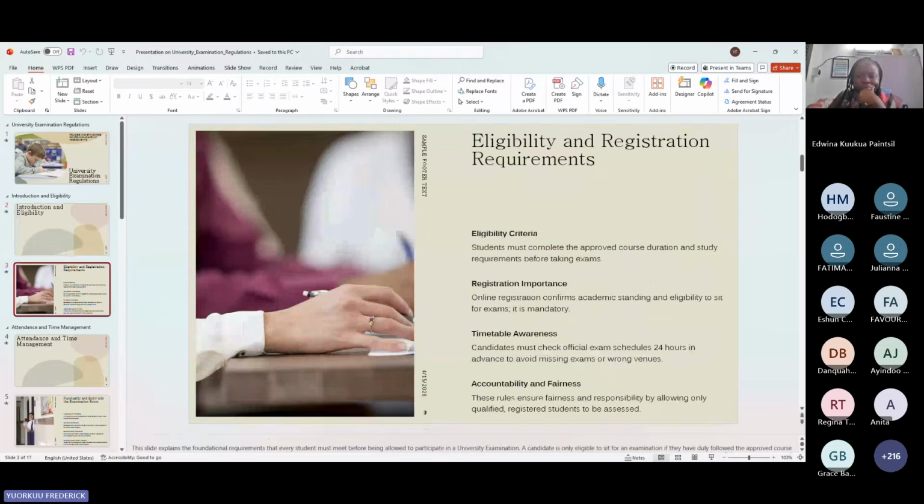We are looking at eligibility and registration requirements. By now, all of you should have had your registration. You should have registered for the courses. And once you've registered for the courses, we expect you to attend lectures.